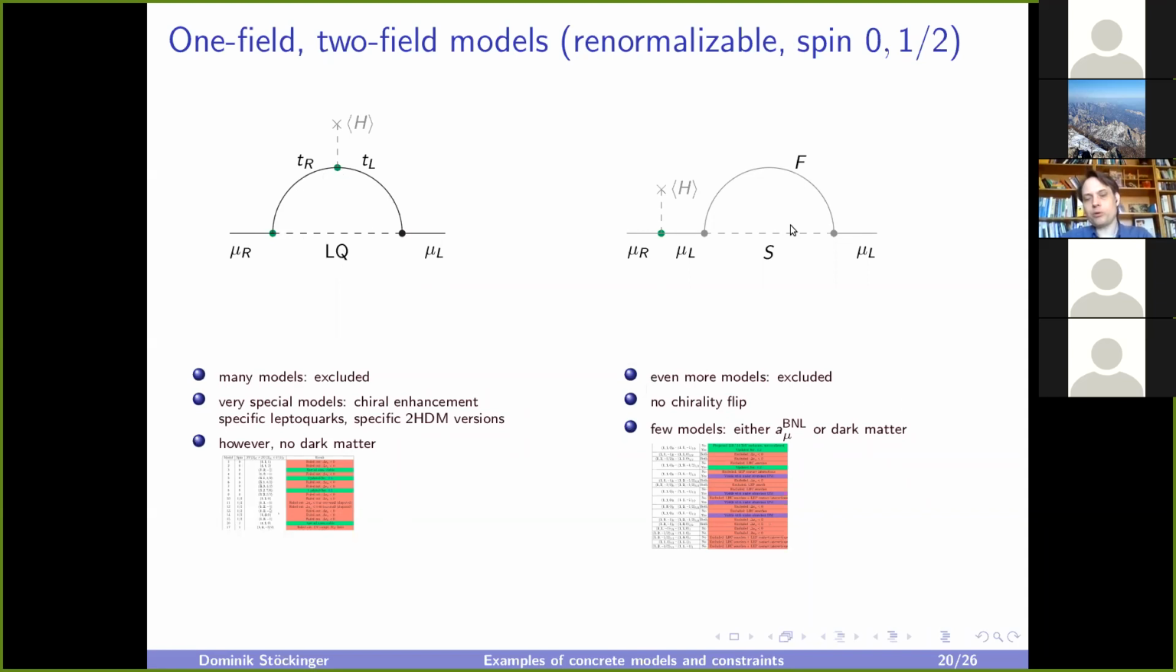We have 1 additional fermion, 1 additional scalar field. If we have this, then the chirality flip can only be done at the external muon line. There cannot be a chirality flip enhancement from the new physics. And therefore, the g-2 contributions from such 2 field models are always small. In order to get significant contributions, you are forced to go to small masses of the models, and then you have, of course, very strong constraints from colliders. Therefore, here there are even fewer possibilities than in the case of 1 field extensions.